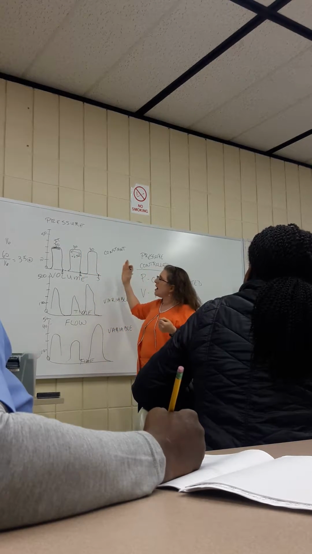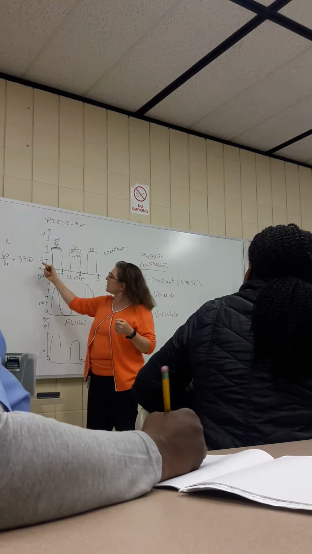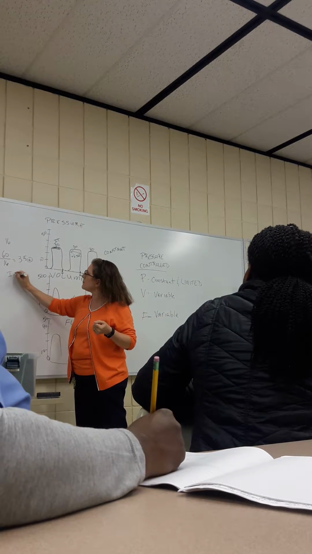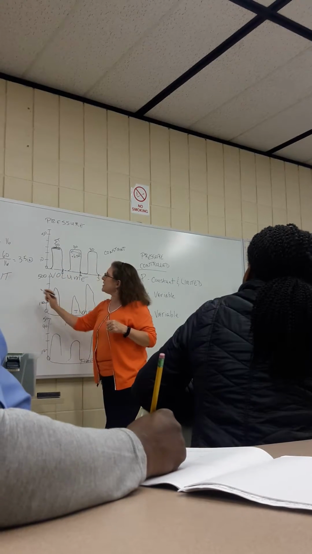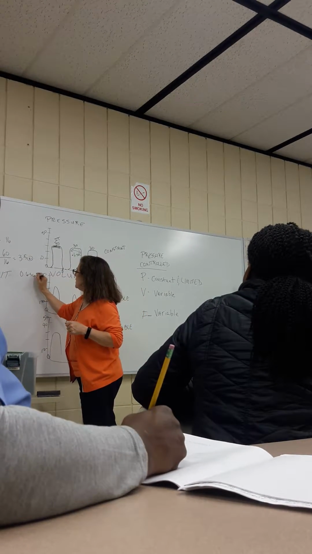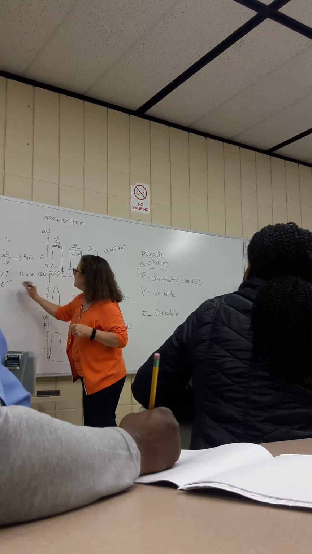If I have a 3.5 second cycle time, I'm just trying to put this all together on this one. My eye time is 0.6 seconds. What's my E time?